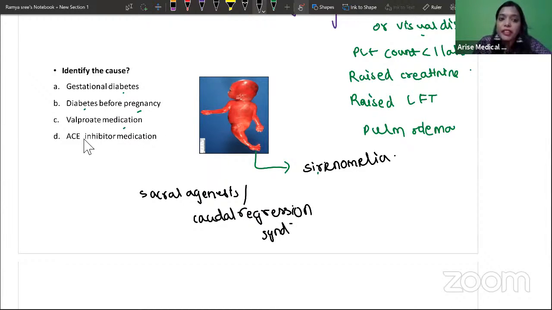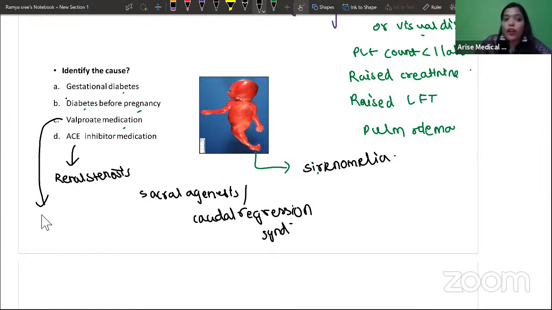If we have ACE inhibitor medications, it will lead to renal stenosis. Valproate medication will lead to Contradi syndrome. No, that's warfarin, I'm sorry. Valproate medications mainly lead to cleft lip and cleft palate.